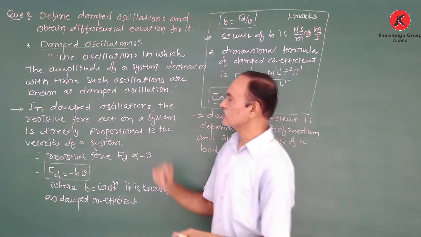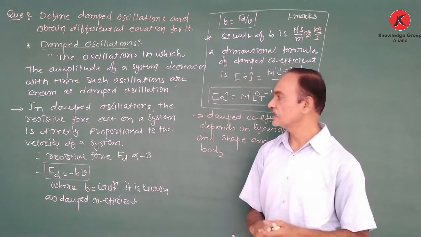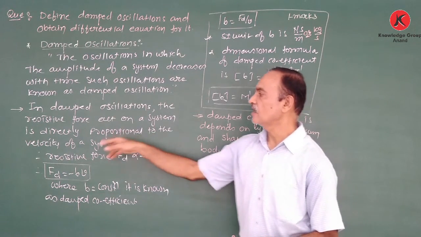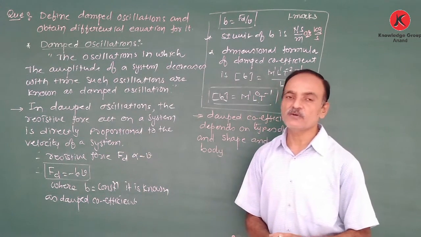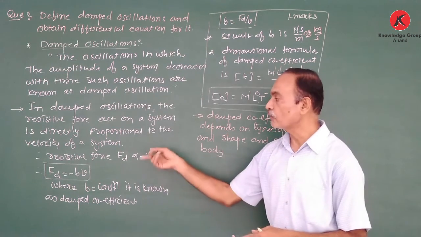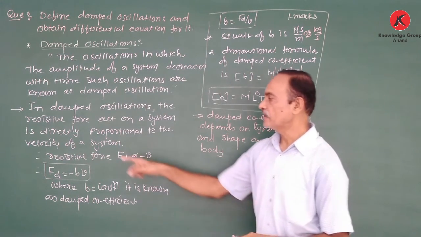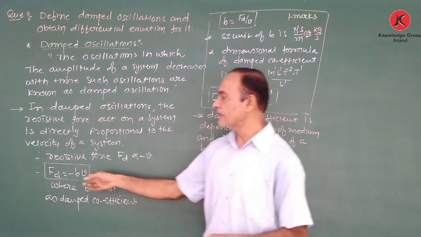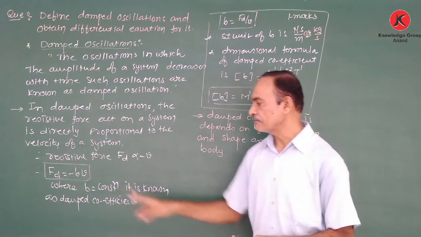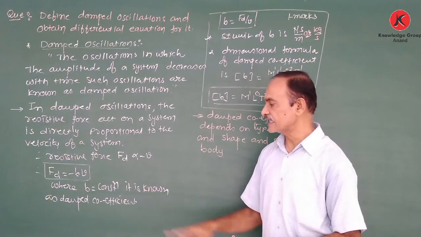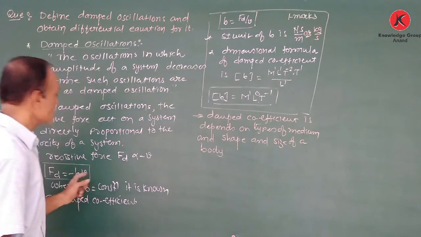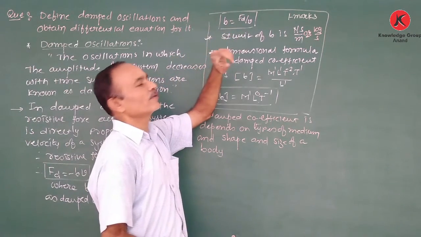During the damped oscillation, the resistive force F on a system is directly proportional to the velocity or the speed of a system, and also in the opposite direction. Therefore, resistive force Fd is proportional to minus v. Therefore, Fd is equal to minus bv. b is the constant. It is known as the damped coefficient. So from this equation, b is equal to Fd upon v.